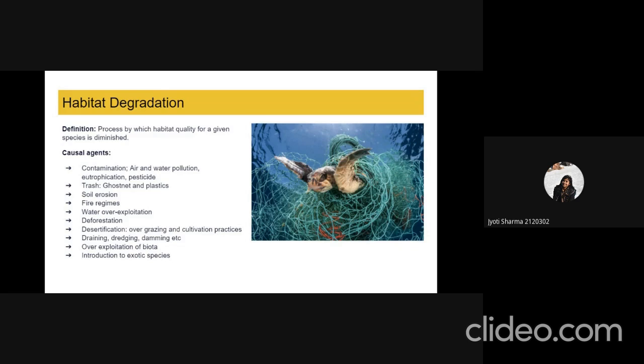Then we have erosion. If there is erosion, fire regimes, water over-exploitation, deforestation, desertification, these kinds of things are degrading the habitat.